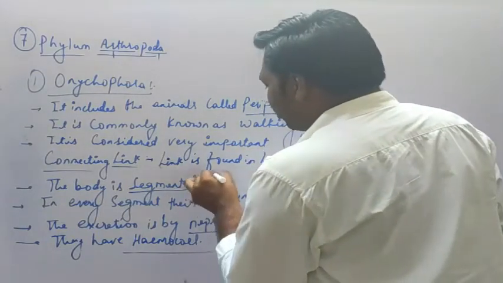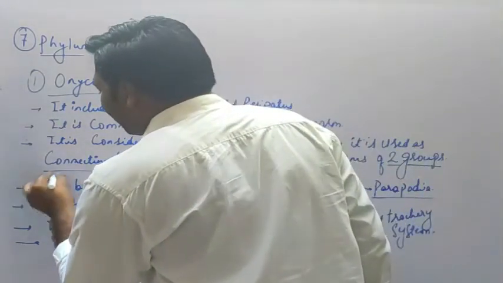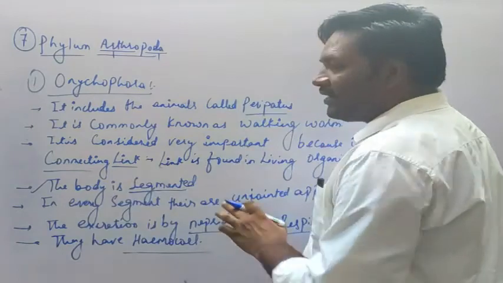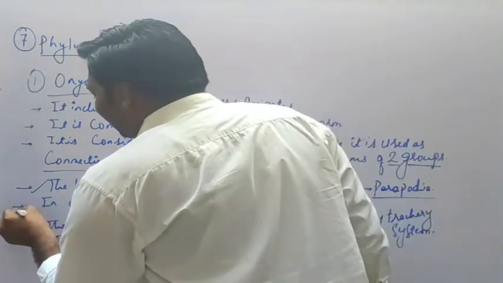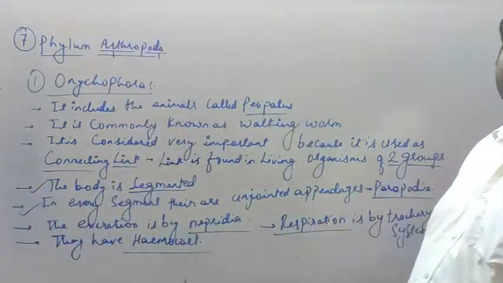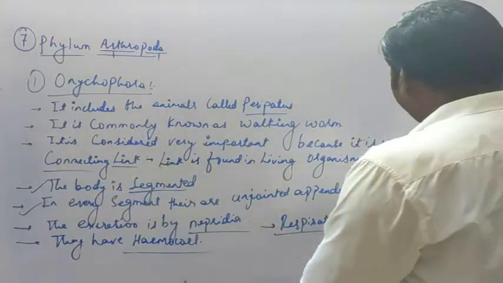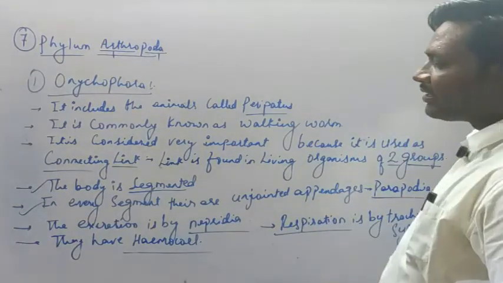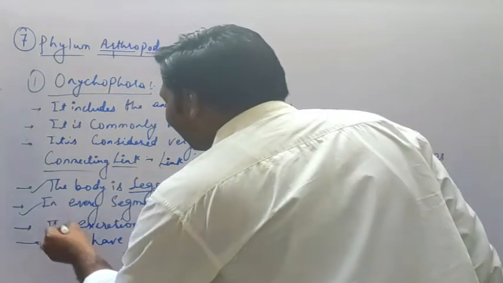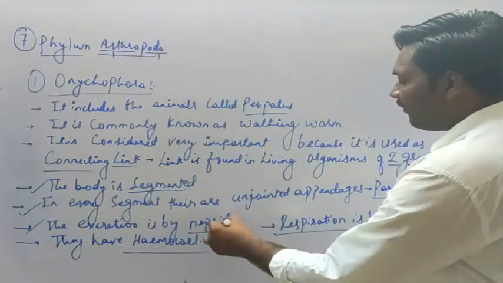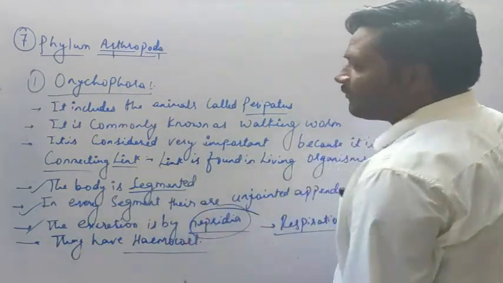This is about the annelids. The body is segmented, which is an annelid character, and in each segment they have unjointed appendages, that is the parapodia, which is also a characteristic feature of the annelid. Then they show excretion with the help of nephridia. This is also a characteristic feature of the annelid.